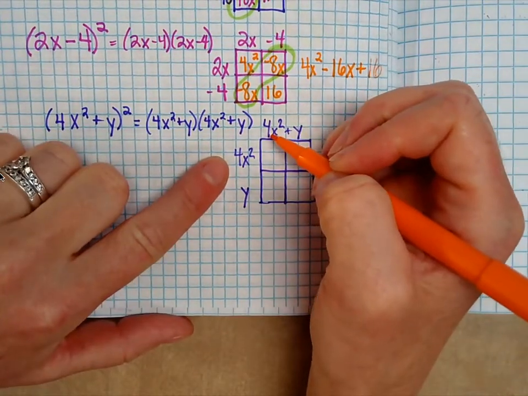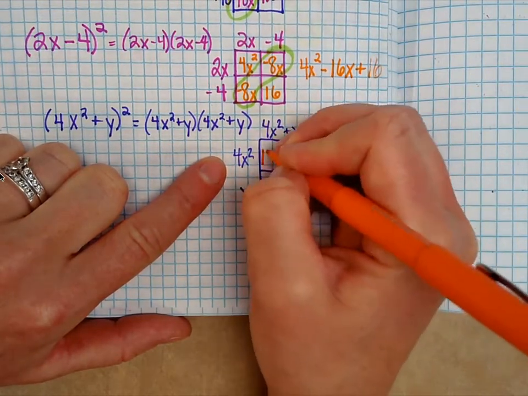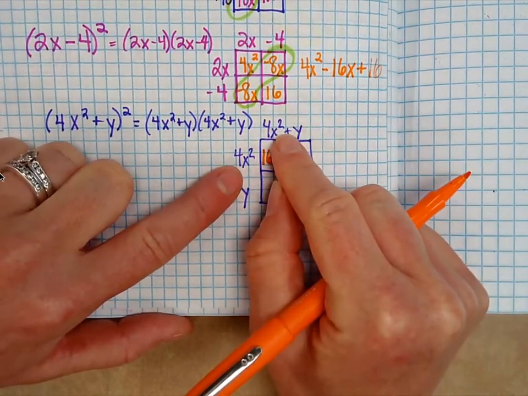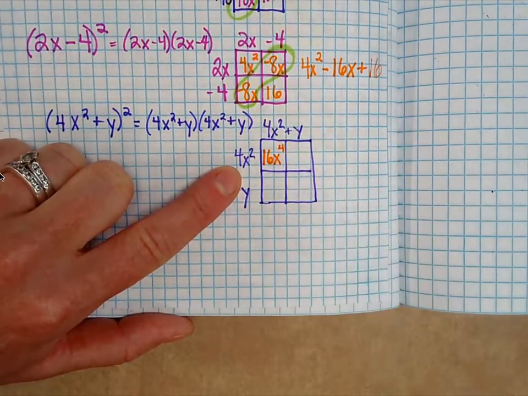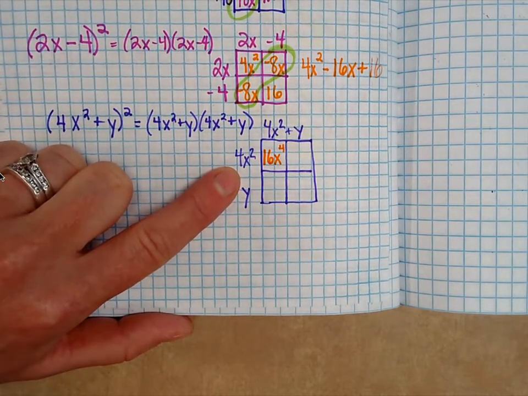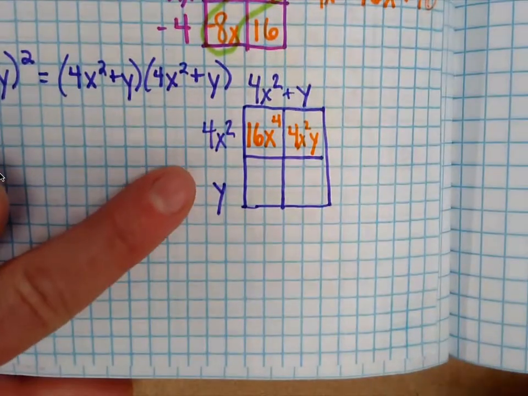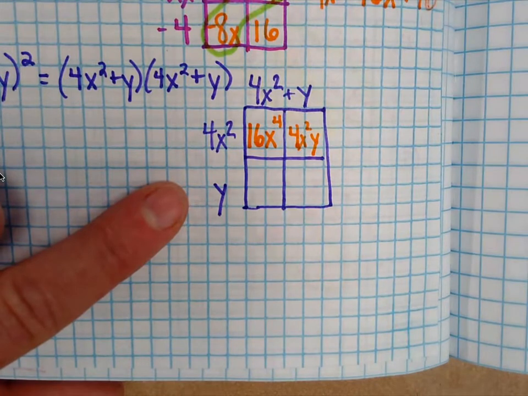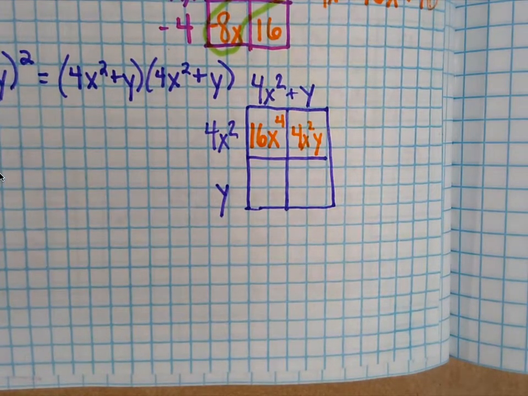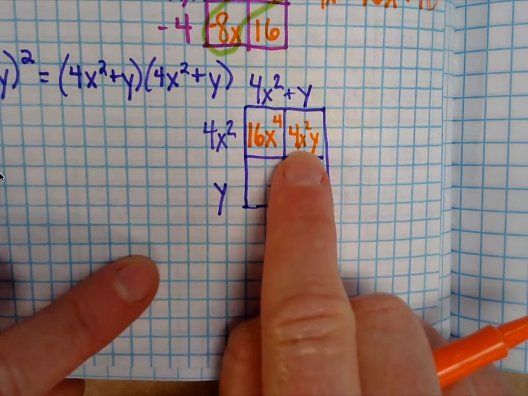Okay, so 4 times 4, just multiply your coefficients. 4 times 4, 16. And then I have an x squared and an x squared. X to the 4th. You add your exponents whenever you're multiplying. Then I have 4x squared times y. 4x squared y. You're just putting them together. And honestly, you can do the x first or the y first. Usually you want to put the variable that has the bigger exponent first. So that's why the x squared is first. It has the bigger exponent.